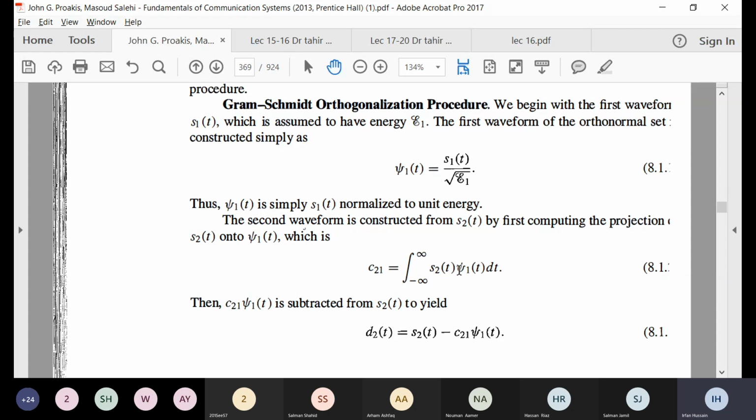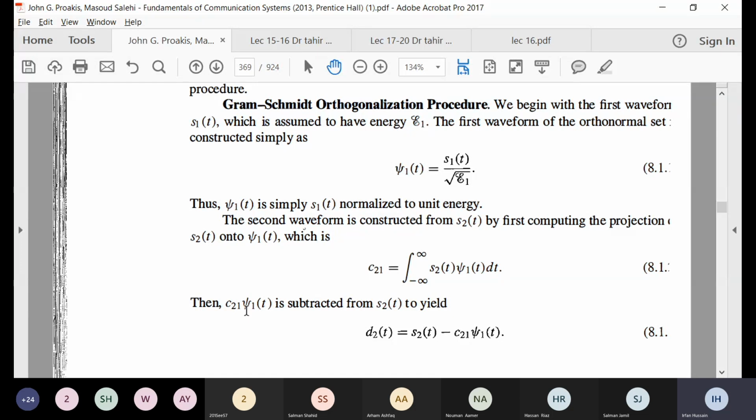So you just multiply your S2(t), the second signal, because now you want to find psi2. Psi1 has been found by just dividing S1 by its energy. For psi2, you have to make sure there's no portion of S1 there. So first of all, you take the dot product, or the projection of the second signal onto the first orthonormal vector. This gives you C21, projection of 2 onto 1.